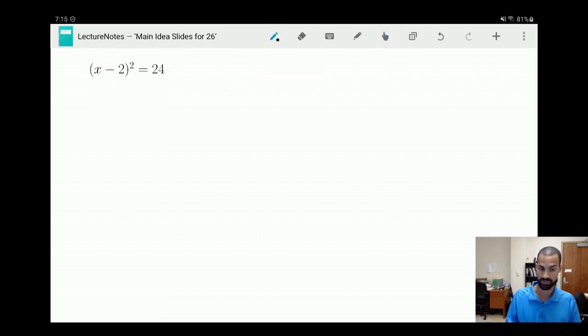(x minus 2) squared equals 24. Okay, so for this problem here, the square root property still applies because you have something squared equals a number, right? This is like our x right there, equals a number. So whatever is being squared, in this case it's x minus 2, is positive square root of 24 and negative square root of 24. Okay, so let's see if we can simplify the square root of 24 and go from there.